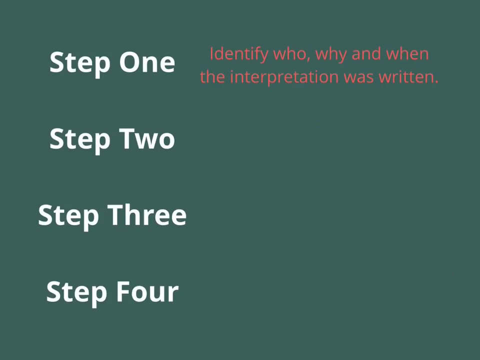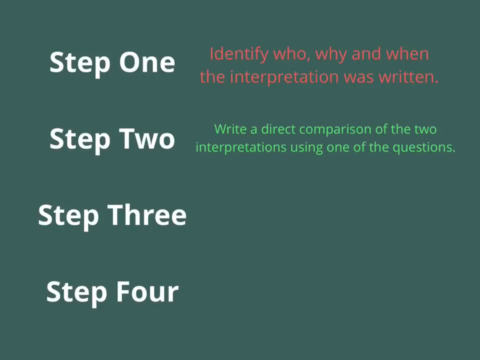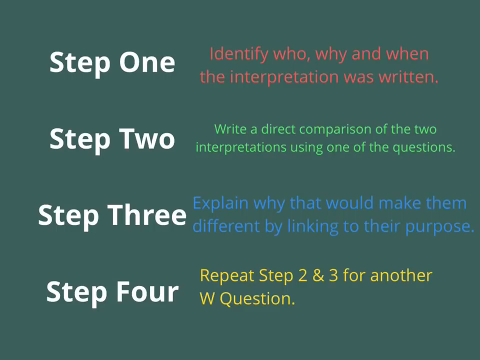So let's go through the steps to answer this question. So firstly, step 1, identify who, why and when the interpretation was written. And then step 2, you want to write a direct comparison of the two interpretations using one of the questions. So for example, choosing who, you would compare who wrote interpretation A with who wrote interpretation B. So then step 3, you want to explain why that makes them different by linking to their purpose. So just like in the answer previously. And then finally, step 4, repeat steps 2 and 3 for another W question. So if you did who originally, think about doing why or when this interpretation was written.